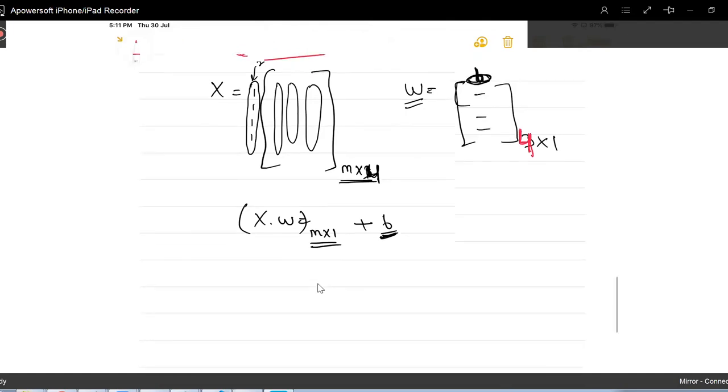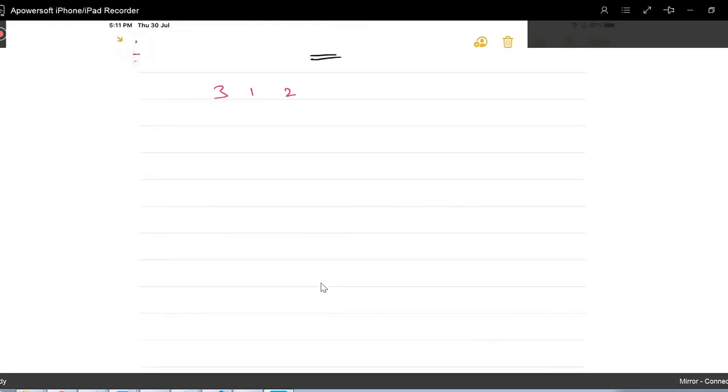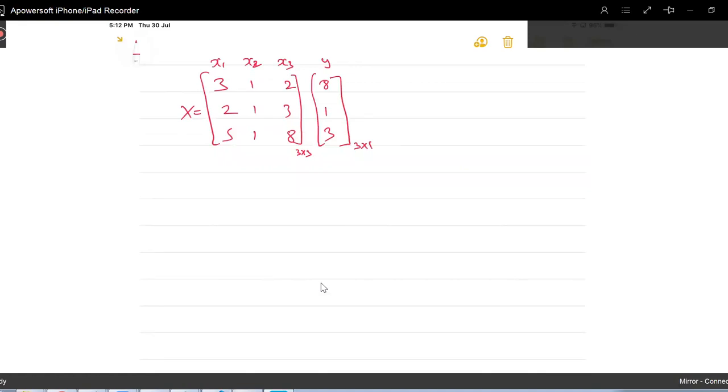Now I'll take an example, then this thing will be more clear. This can be a little bit confusing, but no problem. Take 2 1 3, 5 1 8. This is my x1, this is my x2, this is my x3, and I'll write my y. Suppose y is 8 1 3. So the dimension of x is 3 cross 3 and dimension of y is 3 cross 1. Now in every iteration I'll have my weight, suppose it is 0.1, 0.1, 0.1. For simplicity I'm taking 0.1, and bias is 0.3. Whatever we can take.